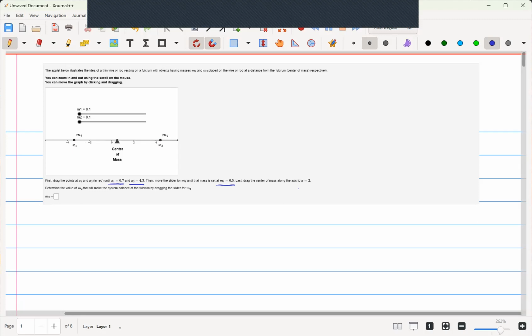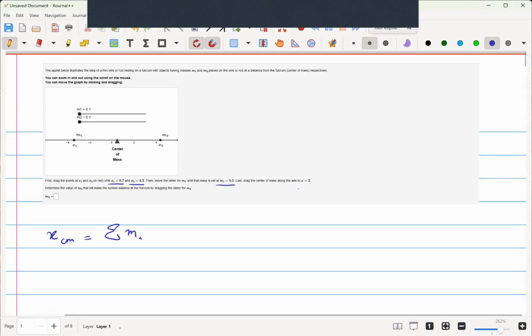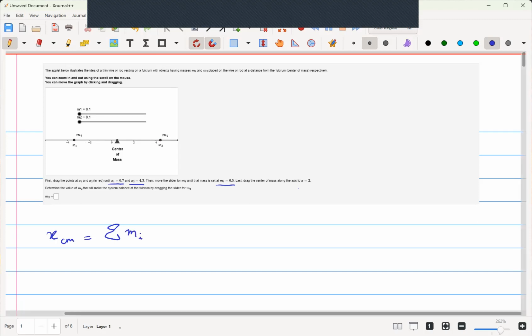So we know for the center of mass for a system of discrete point masses, we can just describe x CM as defined as the sum of the mass of the ith particle times x of the ith particle over the sum of all masses.